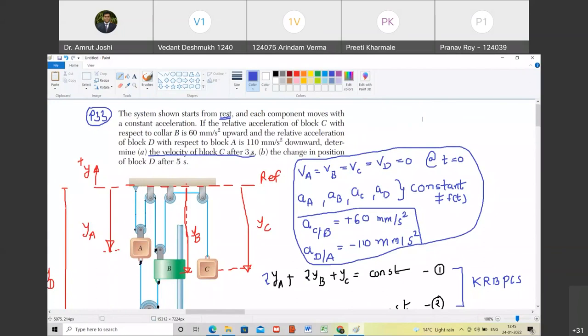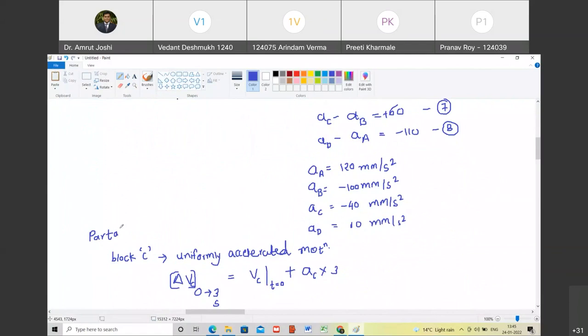So let us solve part A. Block C is exhibiting uniformly accelerated motion. Do you agree with me? Yes, sir. Now, change in velocity of block C from 0 to 3 seconds is given as u plus at. The formula you use for uniformly accelerated motion, v is equal to u plus at, has a problem on the right hand side. The left side should not be v, it should be delta v from 0 to t seconds, which is equal to u plus at. It so happens that velocity at the beginning is typically zero, therefore this itself becomes velocity at time t.